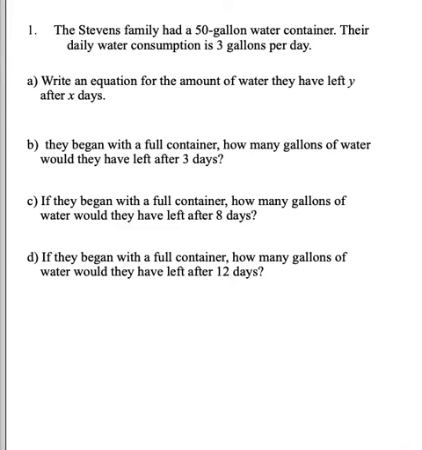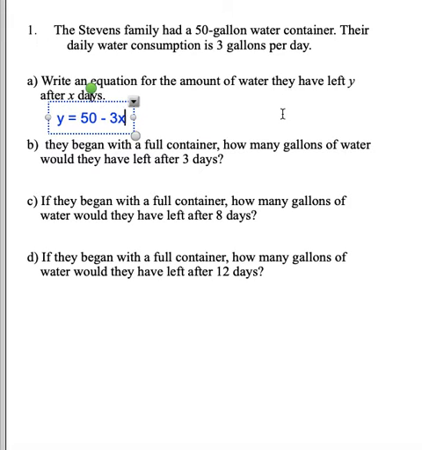Okay, so this is water conservation. And so again, my goal is for you to start using equations to find your answers instead of having to draw a graph. So here we've got the Stevens family that has a 50-gallon water container, and they're using 3 gallons per day. So they have already determined for us that we're going to use X and Y. And so here you've got their starting amount is 50, and they're using 3 gallons every day. So y equals 50 minus 3x.